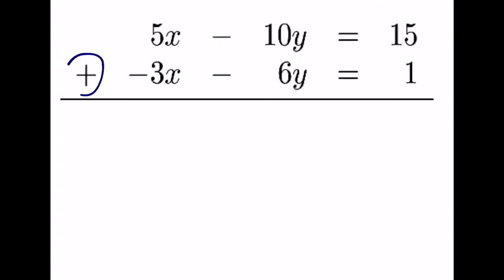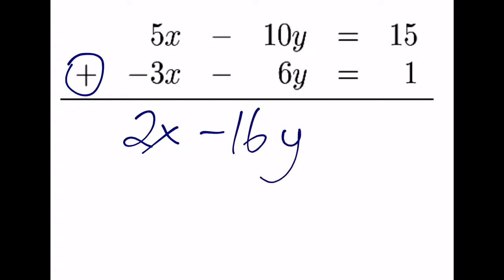Here we are adding, so that simply means we add the coefficients straight down. 5 plus a negative 3 gives us 2. Negative 10 plus a negative 6, if you put in your calculator, it brings it further negative, all the way to negative 16. And finally, 15 plus 1 is 16.